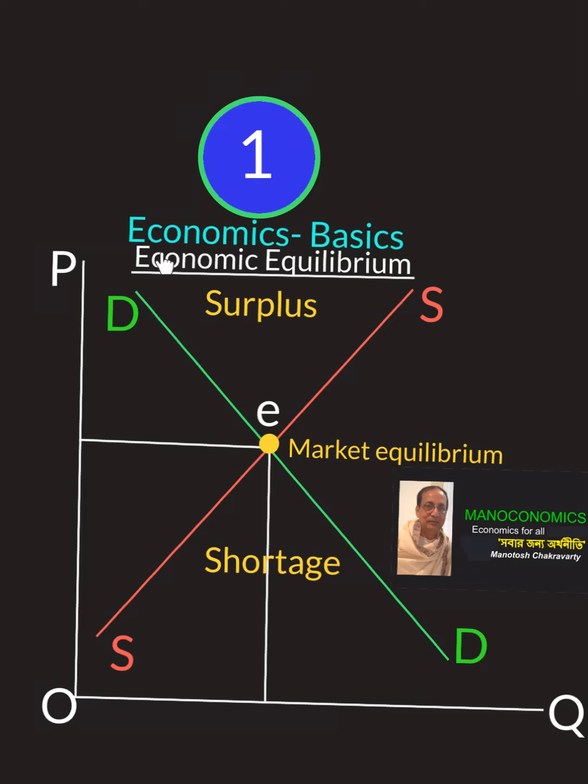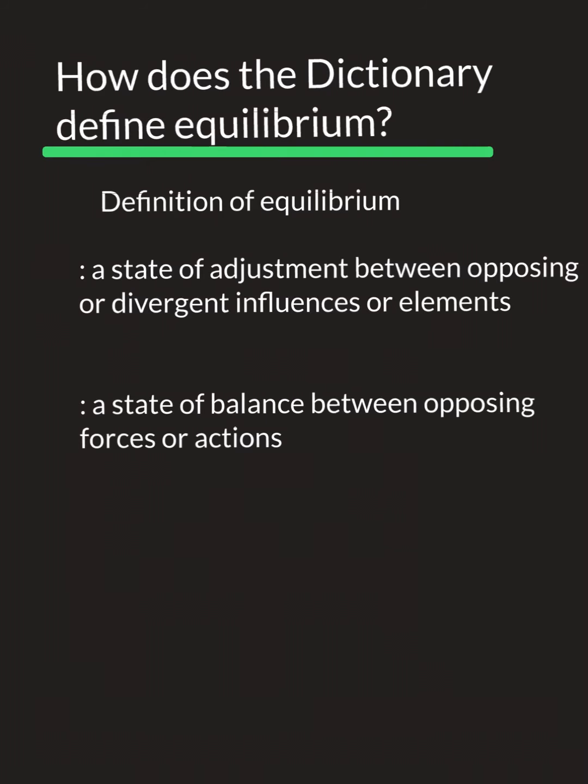A short lecture on basic economics. The topic number 1 is economic equilibrium. Let us know first, how does the dictionary define equilibrium?